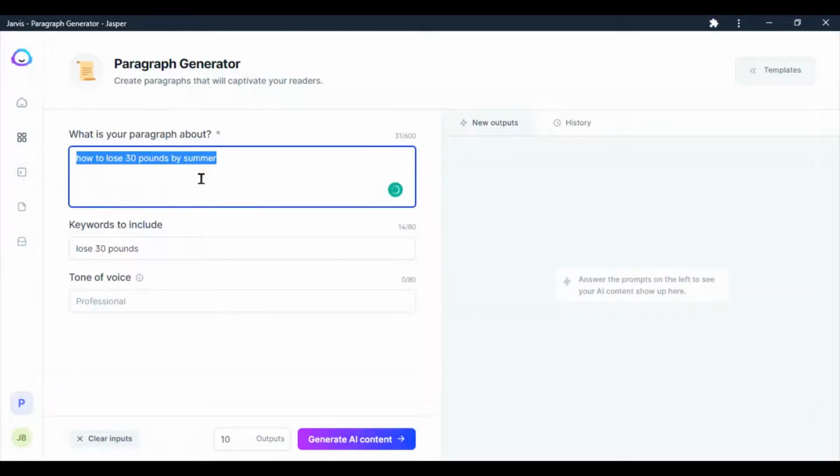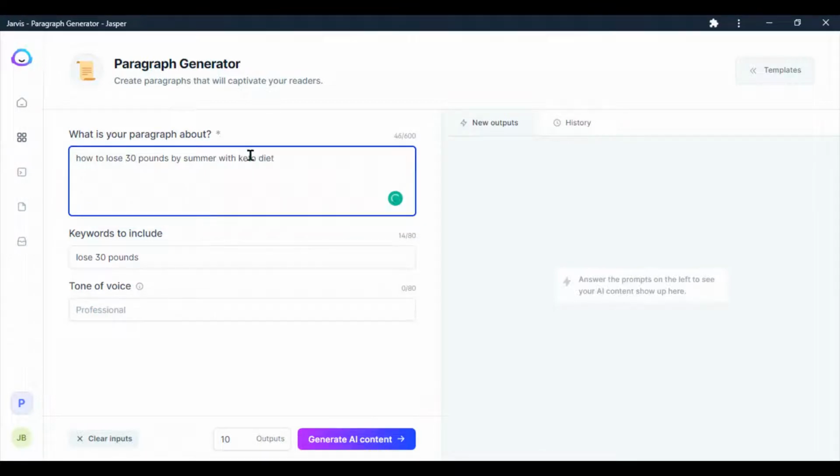So basically all you're going to do is write about your keyword, the keywords that you're trying to rank for. So our keyword is lose 30 pounds by summer. So we're going to put in our paragraph what it's about. The better the input that you put into Jasper, the better the output is going to come out. For the paragraph, we put how to lose 30 pounds by summer with the keto diet. So the more context you give Jasper, the better it's going to do.